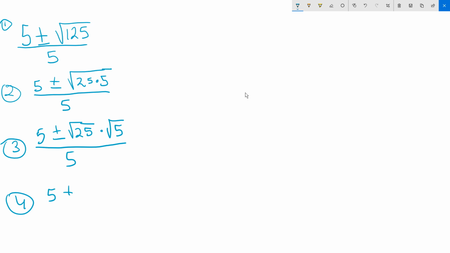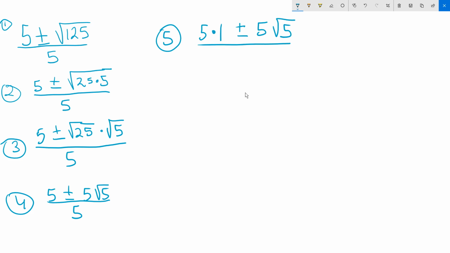I'm going to put 5 plus or minus, and then the root of 25, that's what I'm finding next, that's equal to 5, and then I copied this root of 5 over here, and that whole thing's still divided by 5. The entire time I'm copying the plus minus. At step 5, what I'm going to do is factor. So to do that, I'm going to first rewrite. So this is what I mean. I'm going to put 5 times 1, plus or minus, and then 5 times the root of 5. And this whole thing's still over 5.